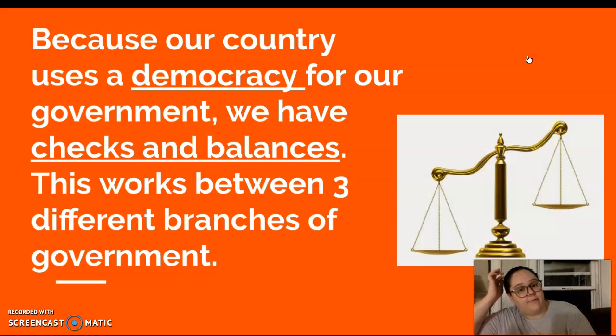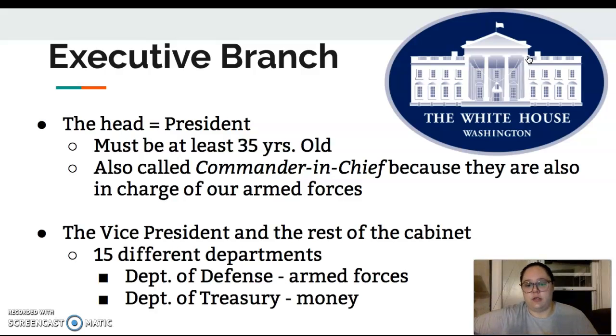Because we have democracy in our country, we have a system of checks and balances. And this works between the three different branches of government. We're going to start by talking about the executive branch, and you'll know this as the people in the White House. The head of the executive branch is the president. He or she must be at least 35 years old. They're also called commander-in-chief, and this is because they're in charge of our armed forces. So the Army, the Navy, the president is in charge of all that.